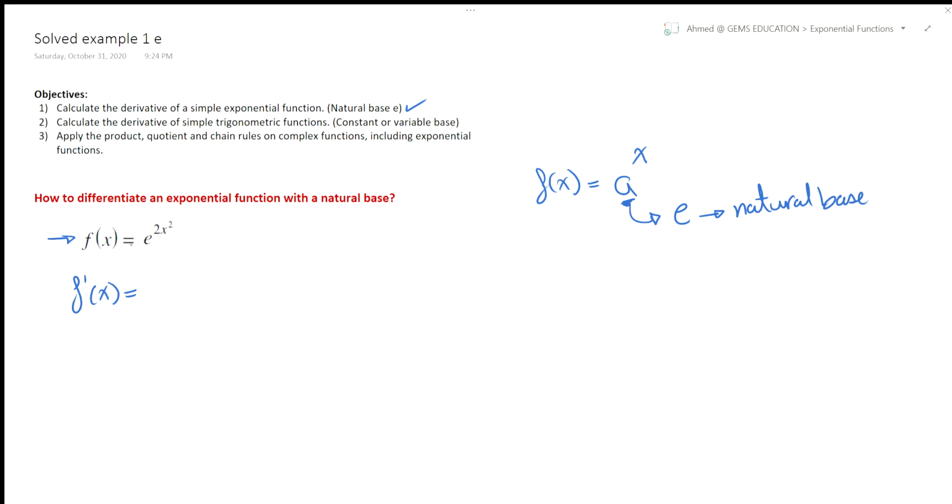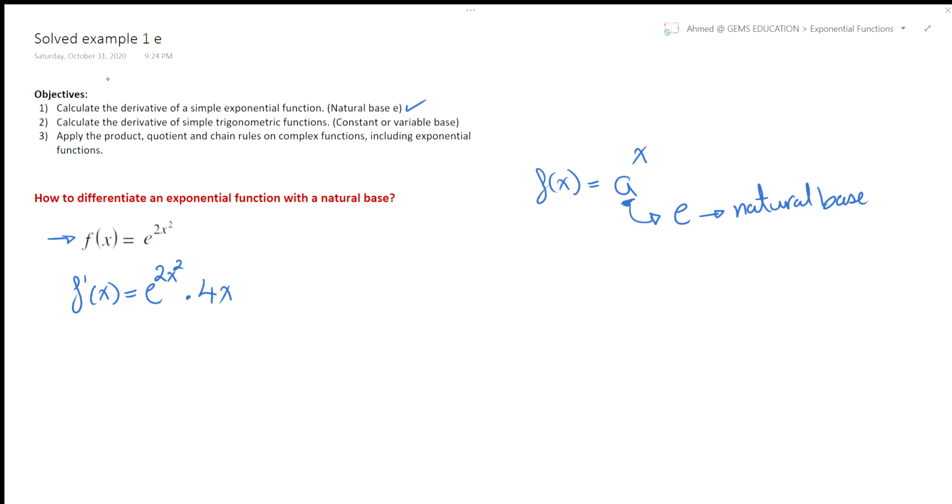And in order to derive that, we repeat this e with its power as it is. So e to the power of 2x to the power of 2. But then we multiply by the derivative of the power. And the power here is 2x squared, so the derivative is 4x. And that's it. Now let's try another a bit harder example and see what we can come up with.